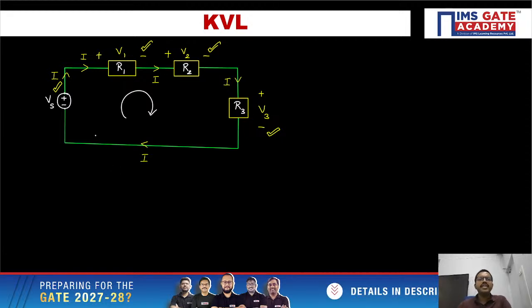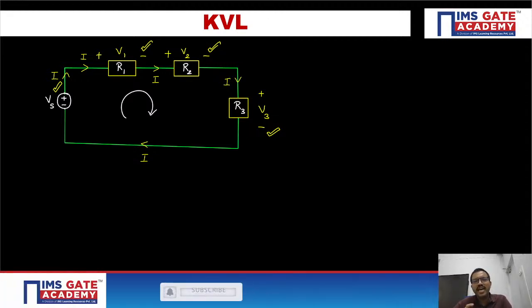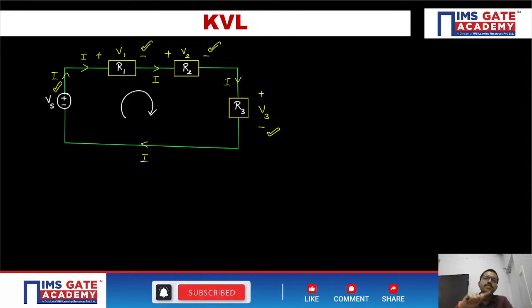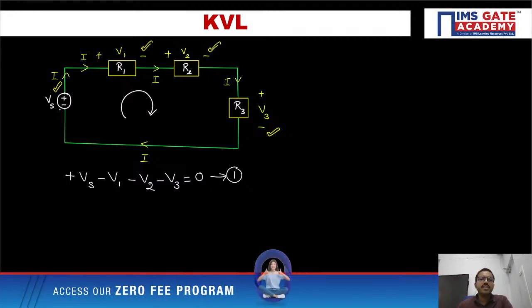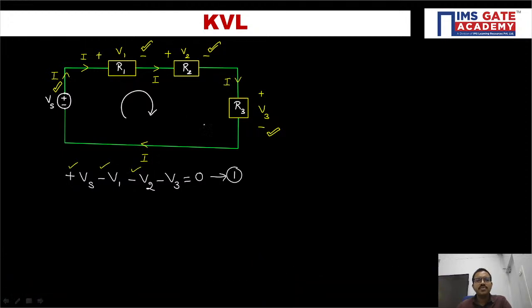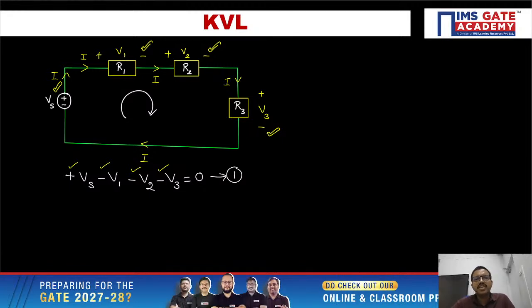Now you can write the KVL around the closed path. While writing the voltage values, with respect to every component you will have two polarities, plus and minus. You can consider the second polarity for every component, or the first polarity for every component, while going around the closed path. For the time being, I have considered the second polarity: minus to plus Vs, then plus to minus V1, then plus to minus V2, then plus to minus V3 equals 0. There are four components in total, and for every component I have considered the second voltage polarity.